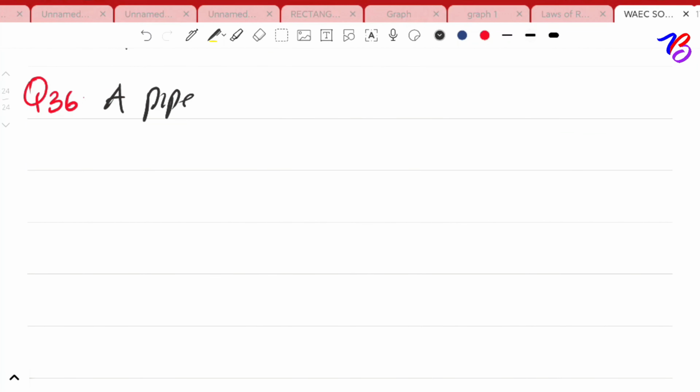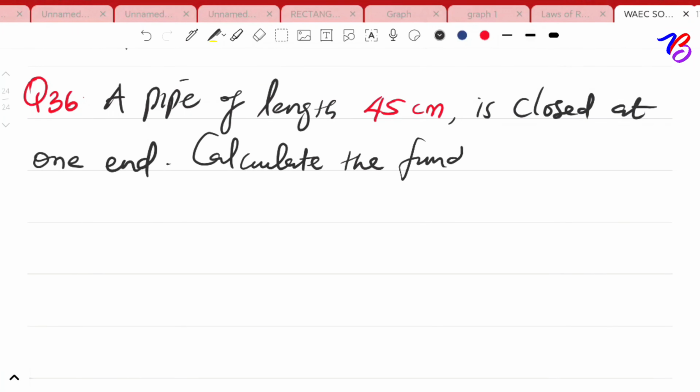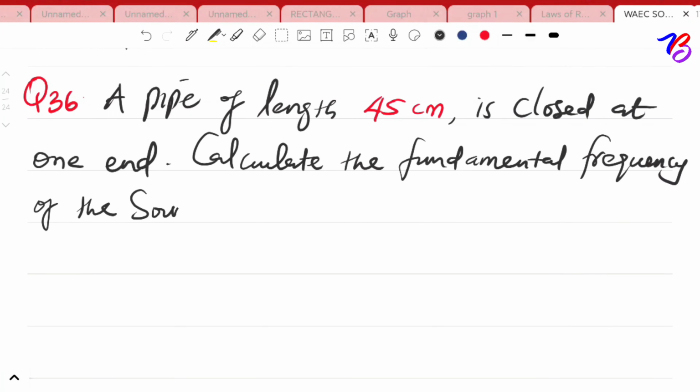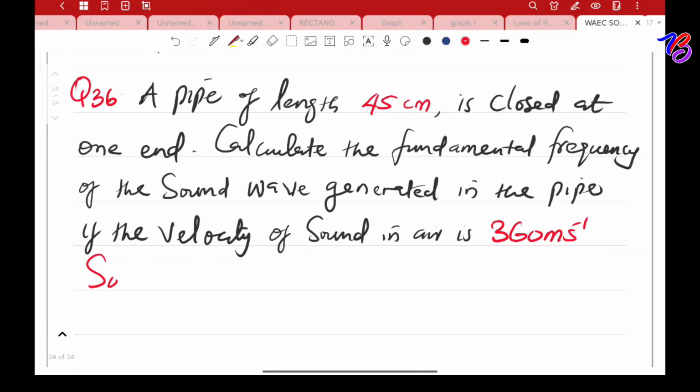Let's solve this question. A pipe of length 45 centimeters is closed at one end. Calculate the fundamental frequency of the sound wave generated in the pipe if the velocity of sound in air is given to be 360 meters per second. So solution. Let's extract the given triune parameters or data.